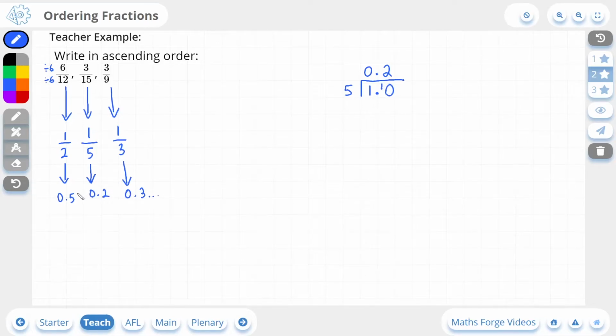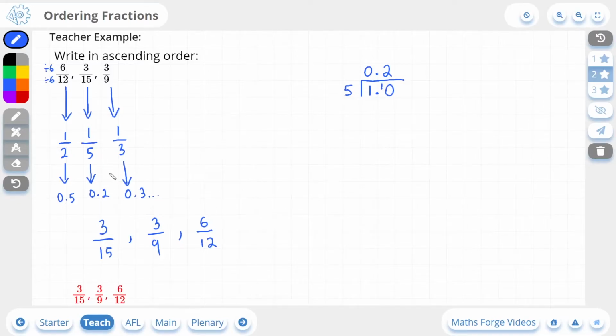So now we can actually see from the decimals which of these fractions is smallest and which is largest. And don't forget, we're going in ascending order, which means smallest first. In this case, it's the 0.2, which leads us to 3 over 15. And then the second smallest fraction after 0.2 is 0.3 recurring, which leads us to 3 over 9. And lastly, we have 6 over 12. So 0.5 is the largest of the three, and that's going to lead us to the fraction of 6 over 12. And if we just check our answer, that's how it's done.